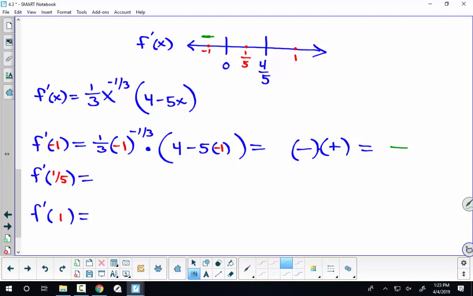So if I take the cube root of 1/5, that is positive, times 1/3, which is positive. 4 minus 5 over 5, 4 minus 1 is positive. So this is positive. And then f prime of 1: the first factor, 1/3 times the cube root of 1, is positive, and then 4 minus 5 is negative. Positive times negative.